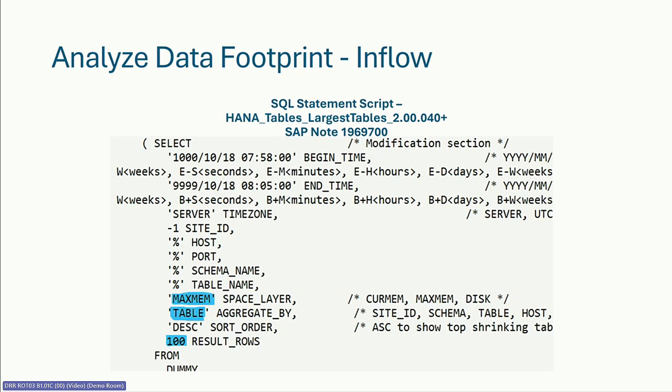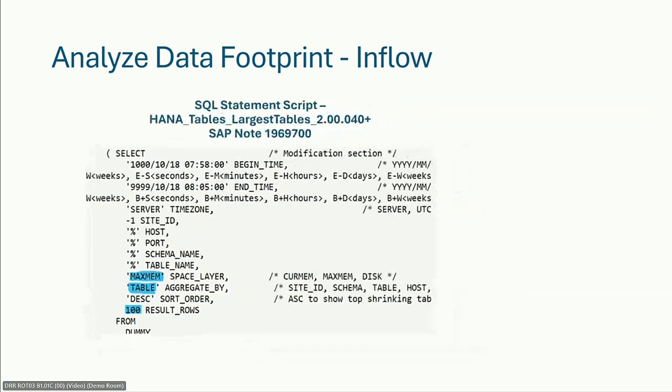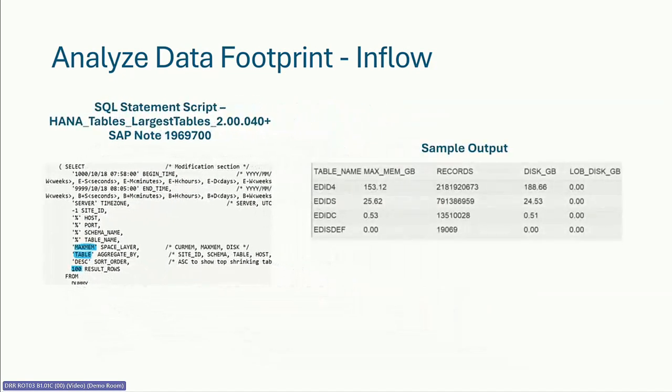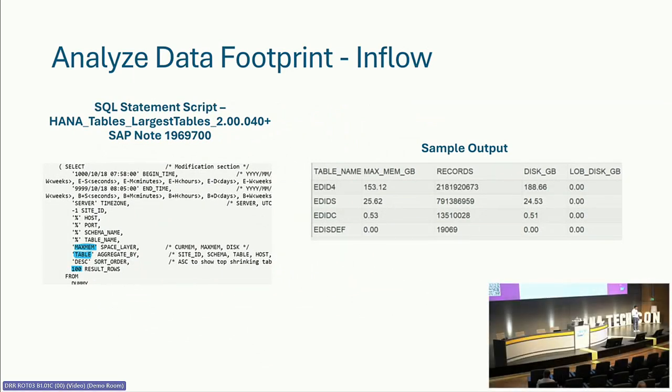Okay. Now, I have a sample output for you. I just filtered only the EDI tables. You have this EDID4, EDIDS, whatsoever. What is interesting here is obviously my top one. So in the subsequent slides, I will take this as an example to explore the options to reduce the memory footprint.